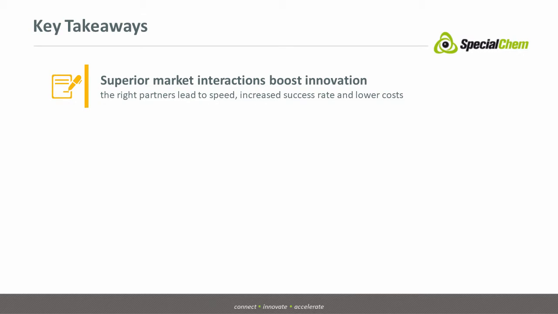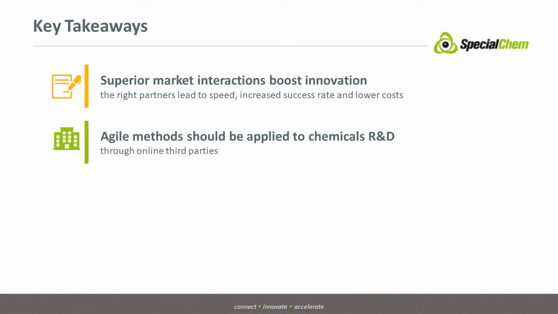The first is the more interactions and the better quality interactions you can get from external markets, the better your chances are for success. You're going to have a higher degree of certainty. You're going to have, of course, lower cost and quicker speed. Secondly, agile methods can be applied to chemicals R&D. And it's best done through online third parties like ourselves, SpecialChem. We can go out anonymously to gather that input. Of course, the customer downstream does not know it's you until you decide to reach out and contact them.